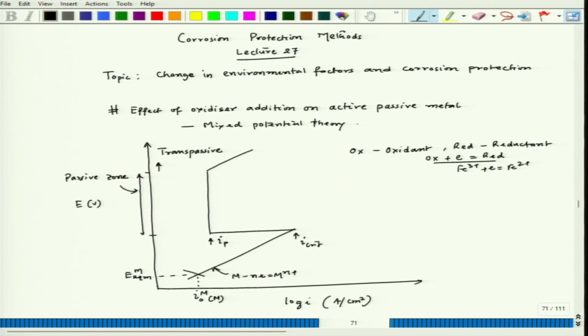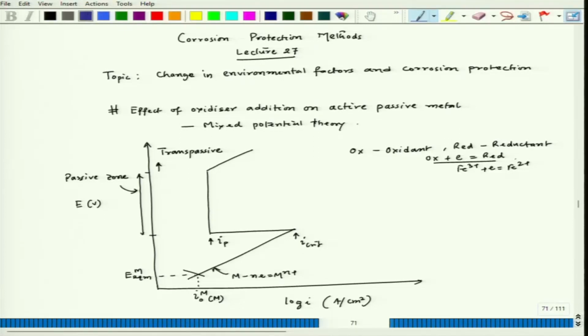Now, if the metal is not under passive condition, whether it will reach the passive level, that is the I-passive zone, or whether the metal would remain in the active zone, will be decided by the interaction of the reduction polarization line with the active passive anodic part of this particular shape.